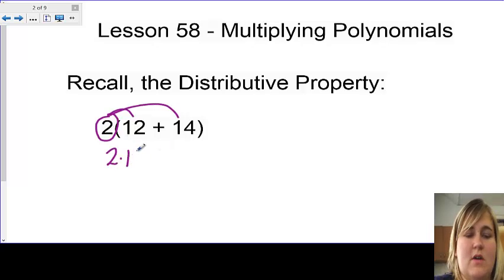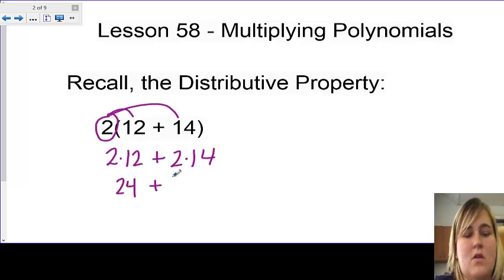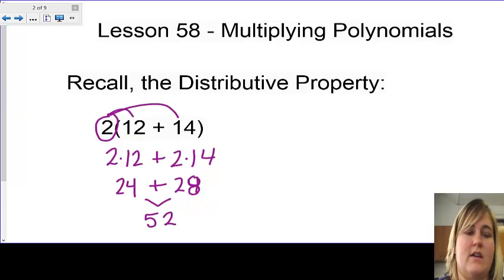So we have 2 times 12 plus 2 times 14. Well, 2 times 12 gives me 24, plus 2 times 14 gives me 28. Whoops, I wrote 24 again. 28. And when I add those together, I get 52. Final answer.